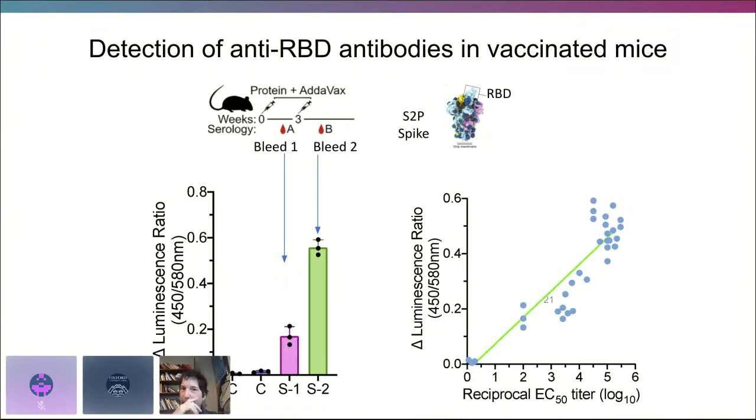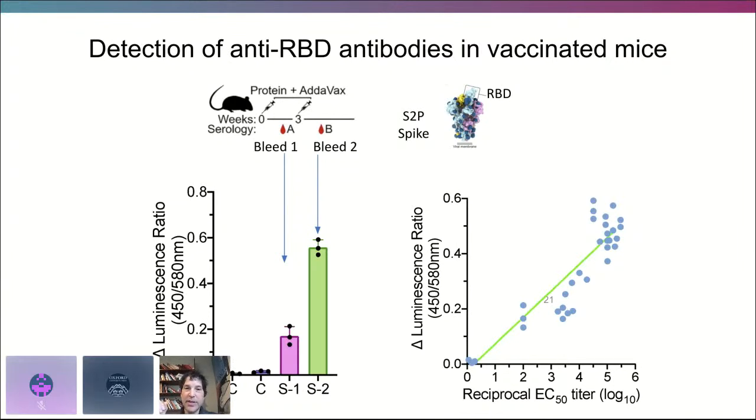I'm going to tell you in a moment about vaccines. We have these animals that have not been vaccinated, and they're the ones in C below here. When you add sera from those animals to this sensor, there's no change in the luminescence. But after the animals have been immunized, there is a sizable change in luminescence, and the amount of luminescence change is correlated with the neutralizing titer of the antibodies.